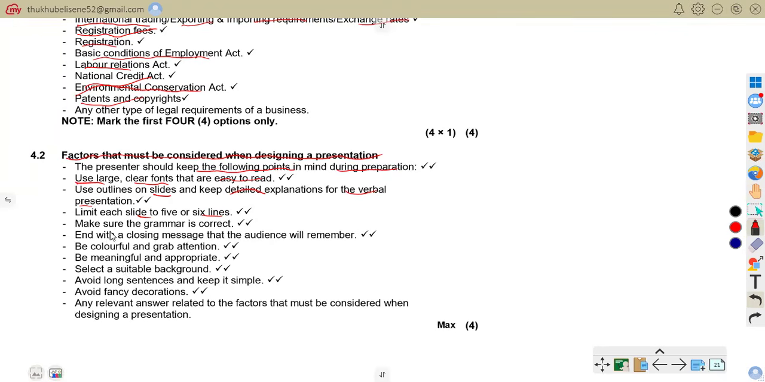For more clarity, make sure the grammar is correct, guys. That is very important as well. End with a closing message that the audience will remember. So your ending message should be the one that is going to capture the interest of our audience. Be colorful and grab attention to attract the audience. Be meaningful and appropriate to what you say.